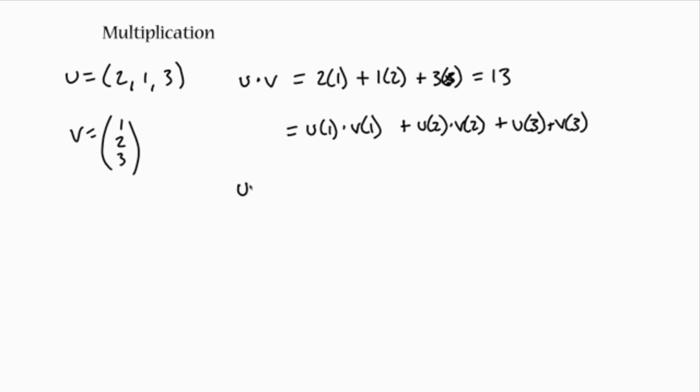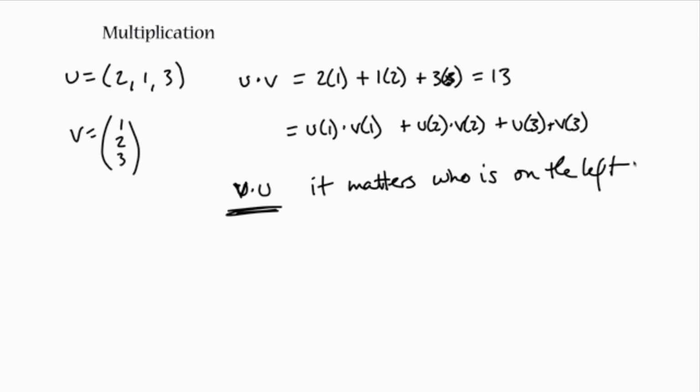But if I tried to say, what's v times u? Well, v is a column vector and u is a row vector, so if you try and do that, it won't let you. So it matters who is on the left when you talk about row and column vectors and vector multiplication.